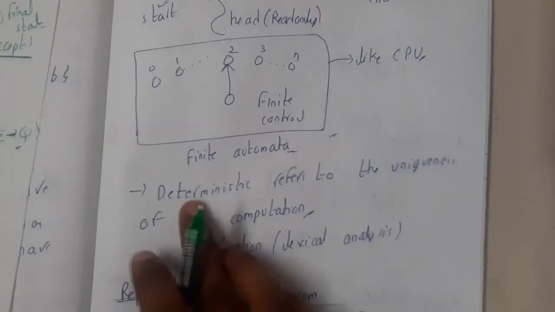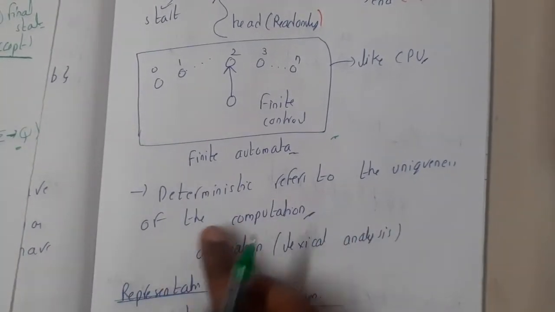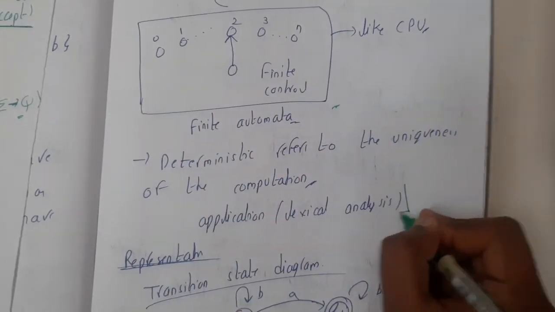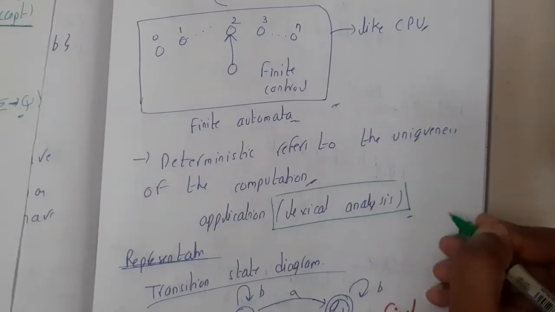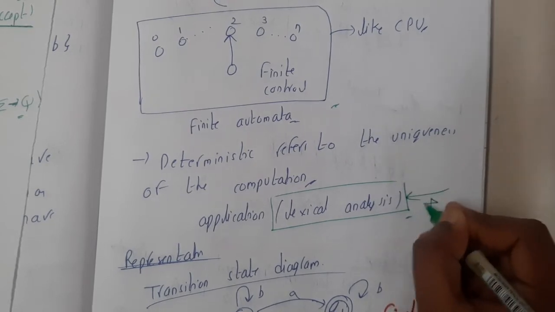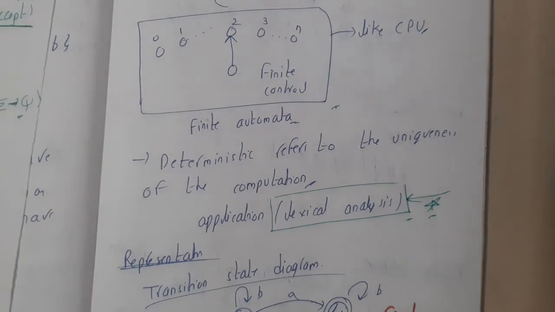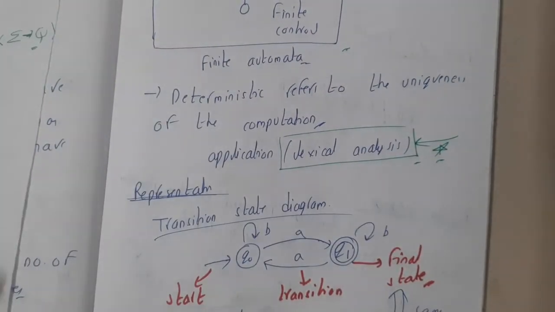Deterministic refers to the uniqueness of computation. This finite automata has a major application in lexical analysis. To be clear, this is one of the most important topics or stages in a compiler. Now whatever we have drawn here, let us try it for this also.